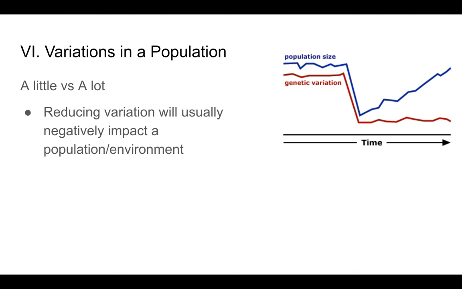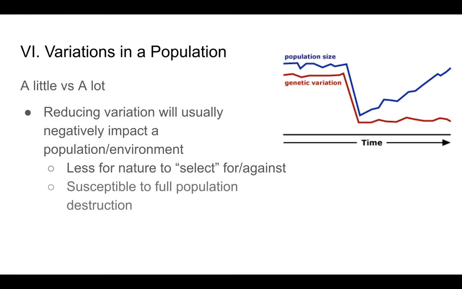So kind of think larger, think about things like energy use and food chains and food webs. If variation declines within a population, that can oftentimes impact the environment. So if variation is low, there ends up being less for nature to kind of select for or against in the process of natural selection. It leaves individuals in the population susceptible to diseases that can possibly wipe out the entire population. It can lead to extinctions.